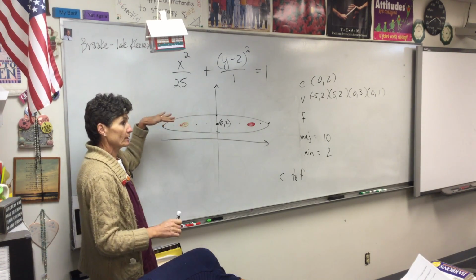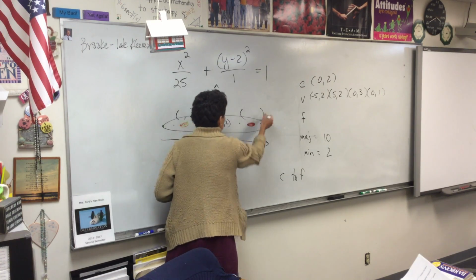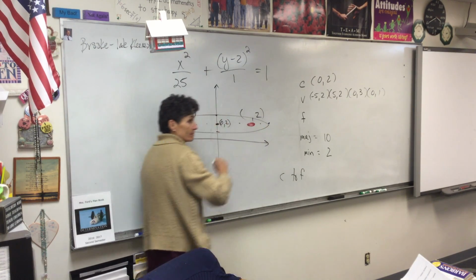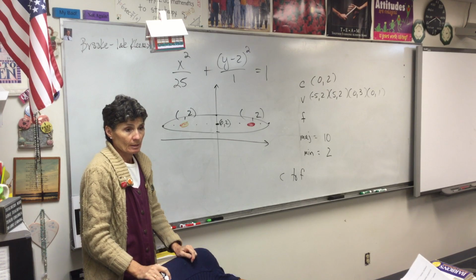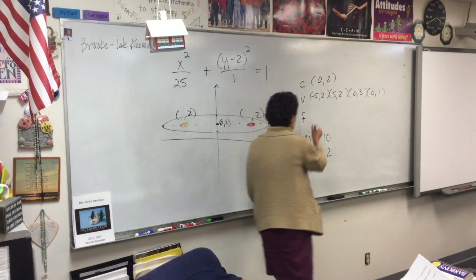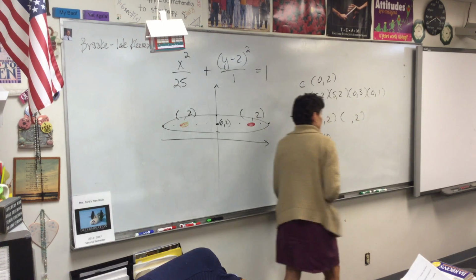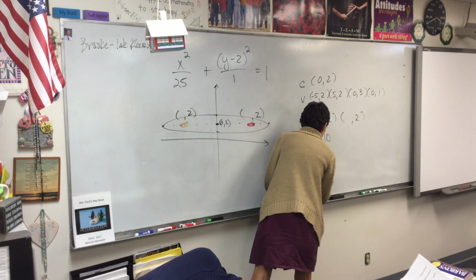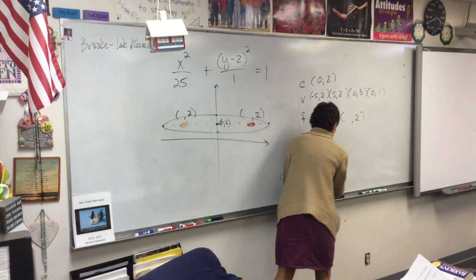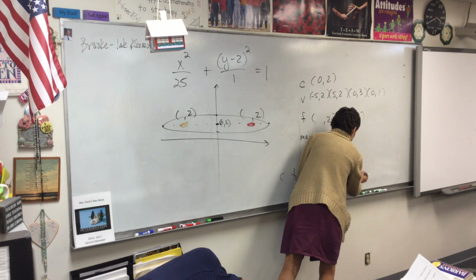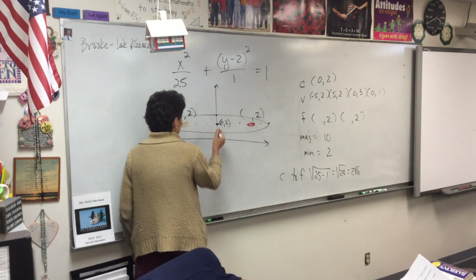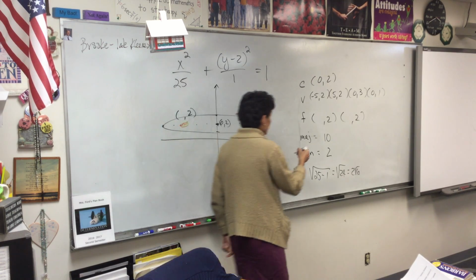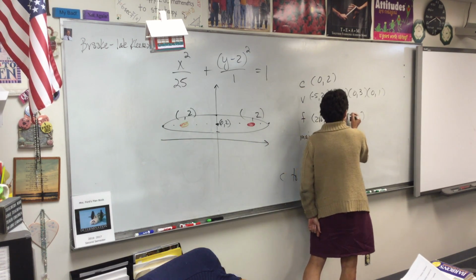So just stop and look at the picture. What do we know about these 2 points? What do we know about them? They're all up 2, right? Their y has to be 2. How far is it from the center to the focus? Square root of 25 minus 1, which is root 24, 2 root 6. So you're going to start right here at the center, and you're going to go forward 2 root 6 and backwards 2 root 6.